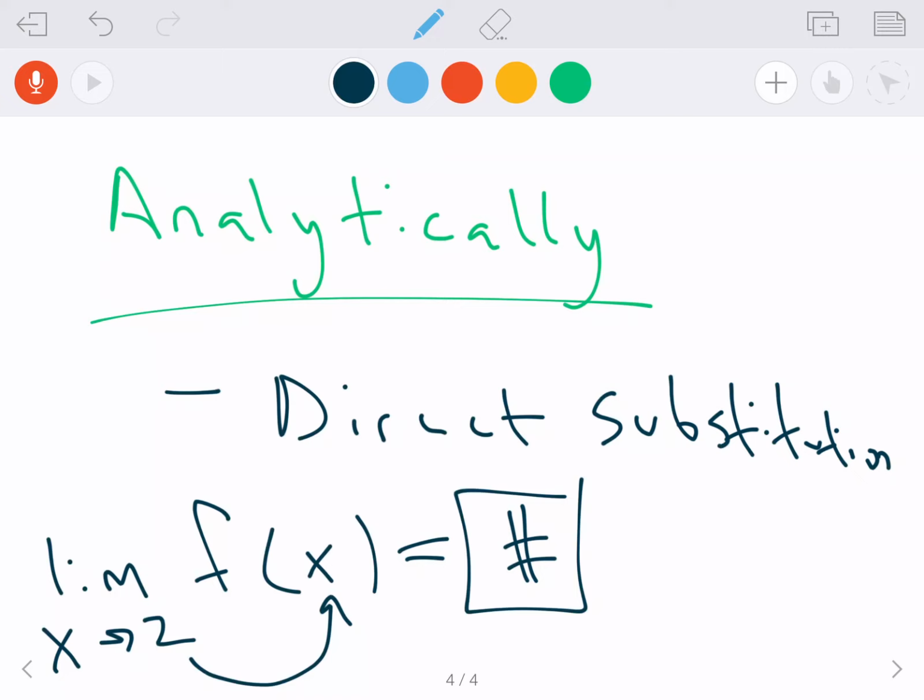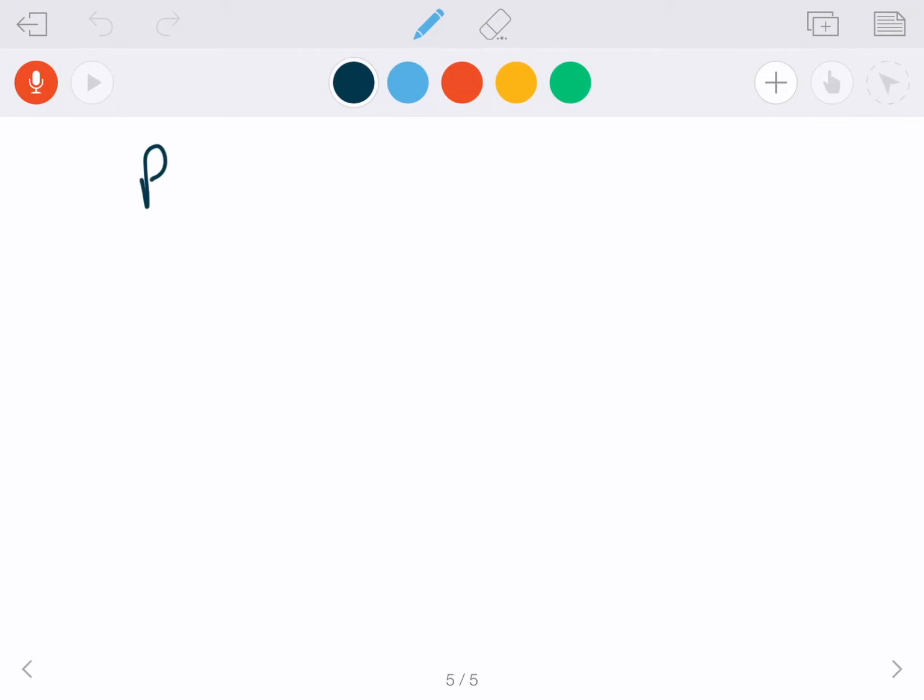If this doesn't work, if plugging in the value of c gives you something that's indeterminate or undefined, like 0 over 0, that's when you start looking for a way to rewrite the function. Is there a way I can rewrite this function that gets rid of a discontinuity, so I can then plug in the value and use direct substitution? And so here's where you have your tricks.